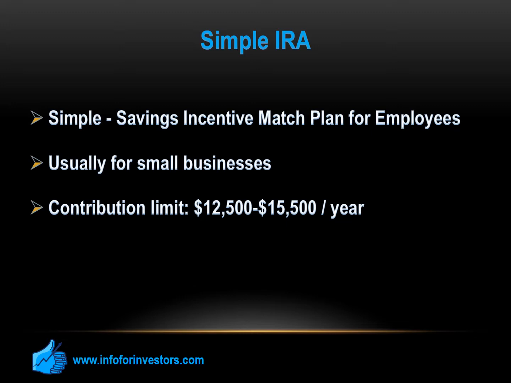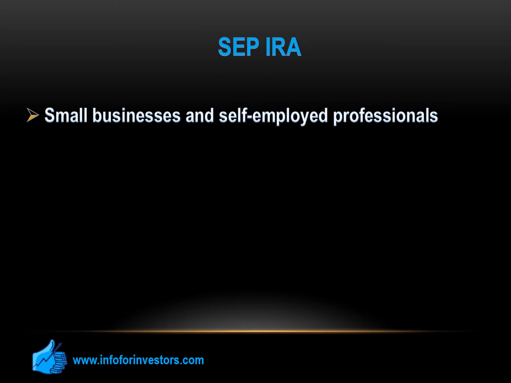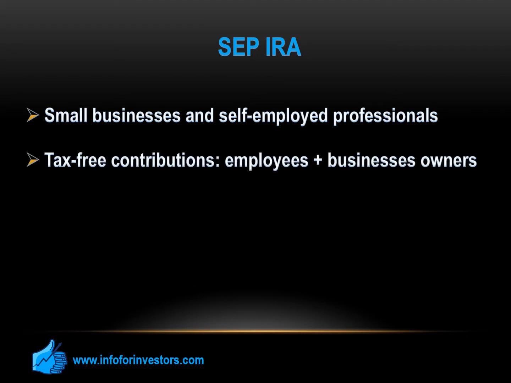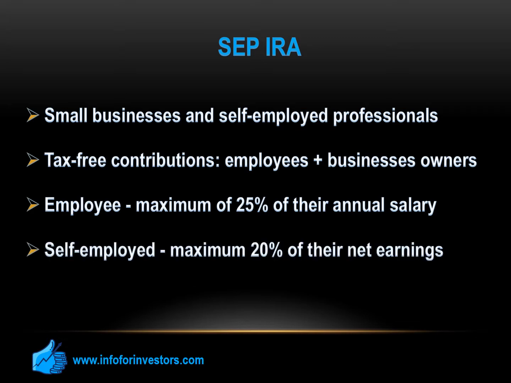A simplified employee pension, SEP IRA, is another type of traditional IRA and is a retirement plan perfect for small businesses and self-employed professionals. Business owners can make tax-free contributions for all their employees as well as themselves. The maximum an employer can contribute to an employee account is 25% of their annual salary. Self-employed can contribute as much as 20% of their net earnings. Currently, the maximum contributions a person can make annually to an SEP IRA is $54,000, which remains unchanged from last year. Unlike simple IRAs, these accounts do not offer catch-up contributions, but I wouldn't be so disappointed given the substantially higher limits.